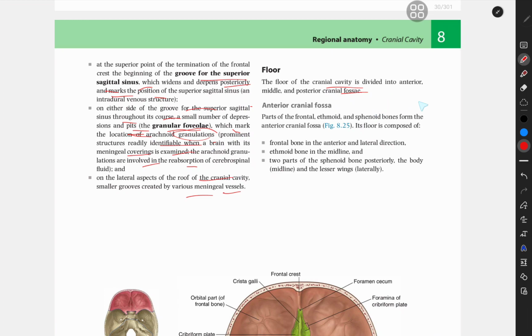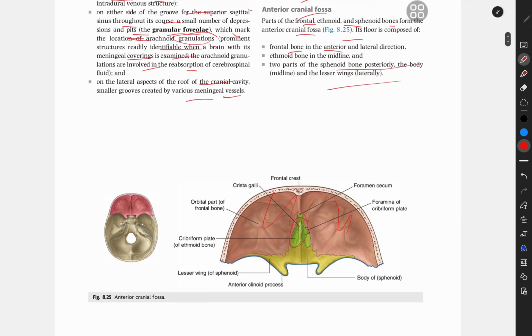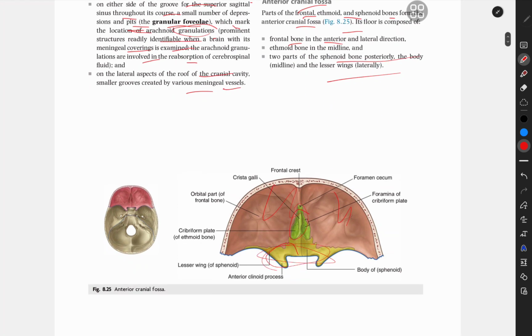Floor. The floor of the cranial cavity is divided into anterior, middle, and posterior cranial fossae. Anterior cranial fossa: the frontal, ethmoid, and sphenoid bones form the anterior cranial fossa. The floor is composed of the frontal bone in the anterior and lateral direction, the ethmoid bone here, and the two parts of the sphenoid bone posteriorly, the midline and the lesser wing, which we could not see from outside. Now we can see it from the inside.